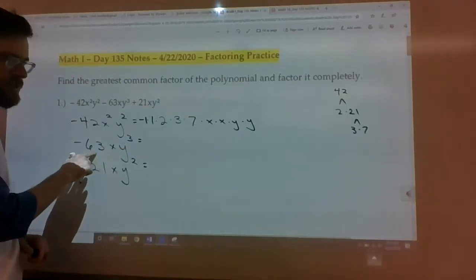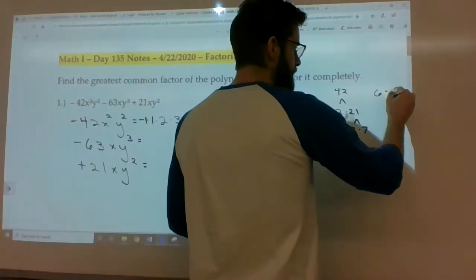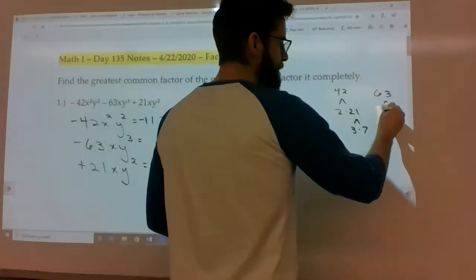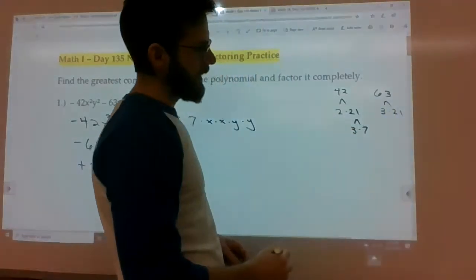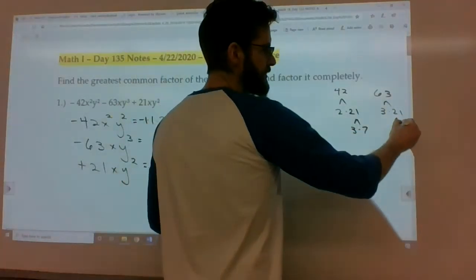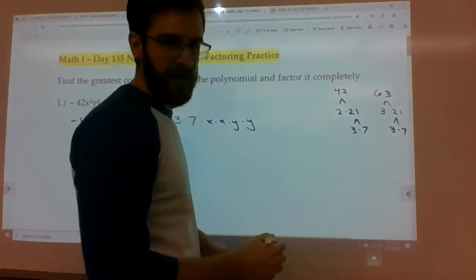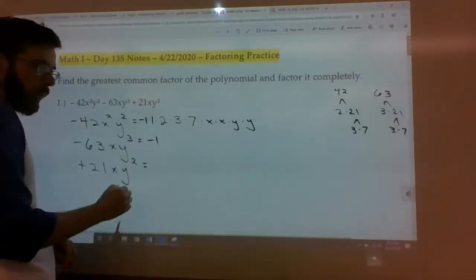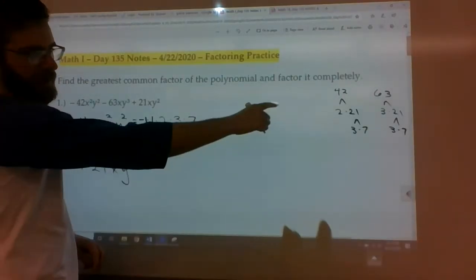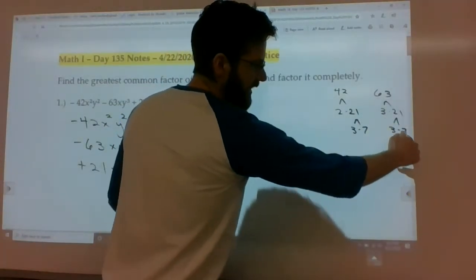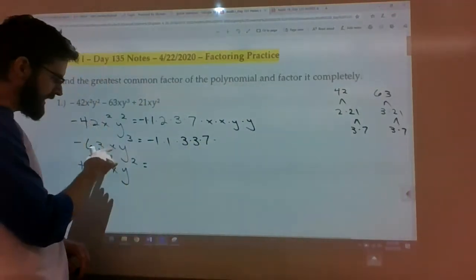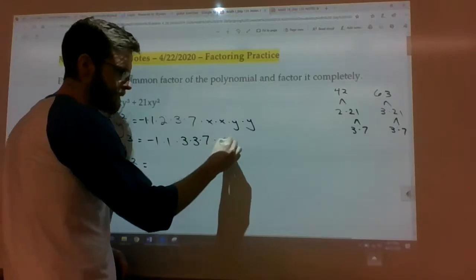So then you got 63. It doesn't divide 2, but it does divide 3. And it's 3 times 21, which is 3 times 7. So you've got, again, another negative term. So I'm going to go negative 1 times 3 times 7. And then x triple y.